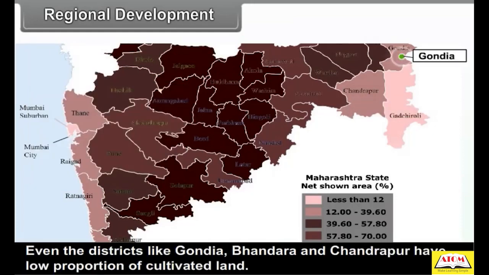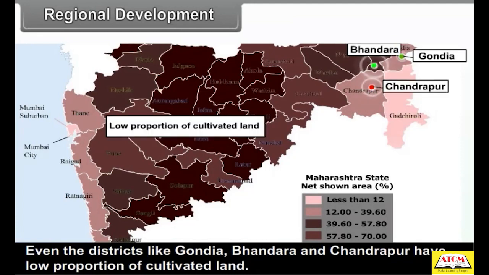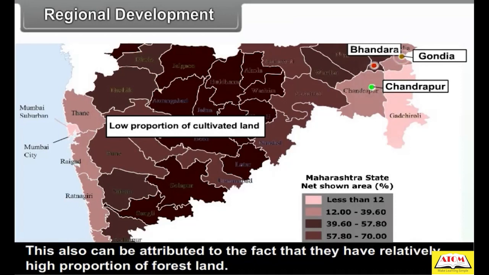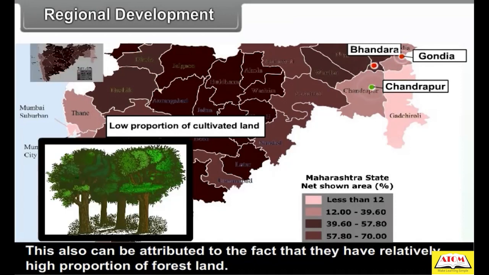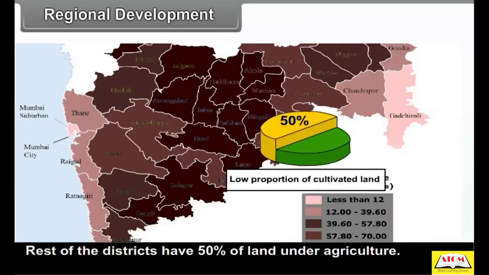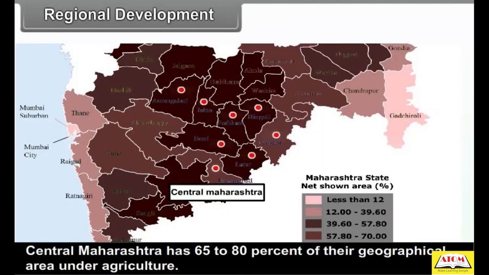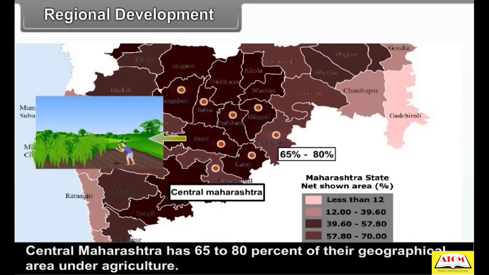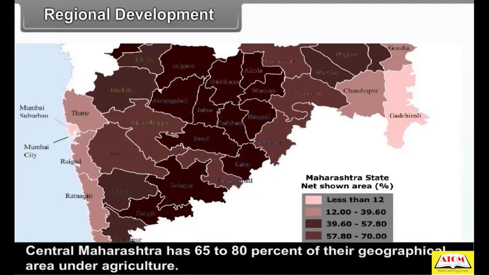Even the districts like Gondia, Bhandara and Chandrapur have low proportion of cultivated land. This also can be attributed to the fact that they have relatively high proportion of forest land. Rest of the districts have 50% of land under agriculture. Central Maharashtra has 65 to 80% of their geographical area under agriculture.